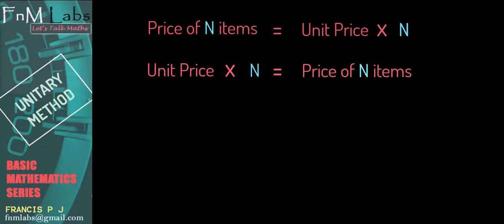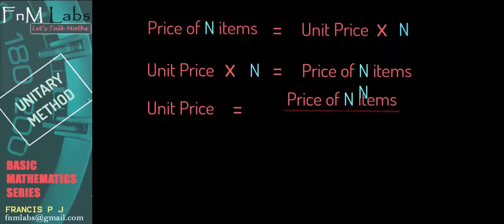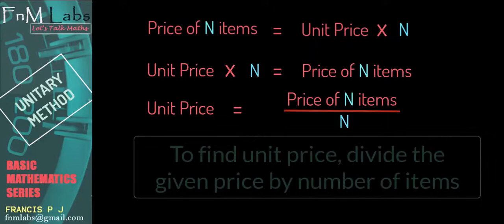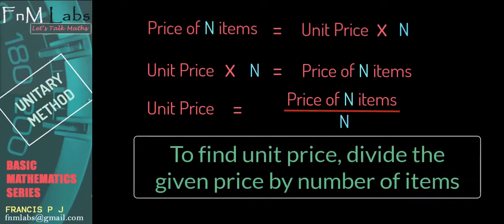Conversely, if you know the price of n items, how will you find the price of one item? The price of one item, or the unit price, is obtained by dividing the price of n items by the number of items, that is n.